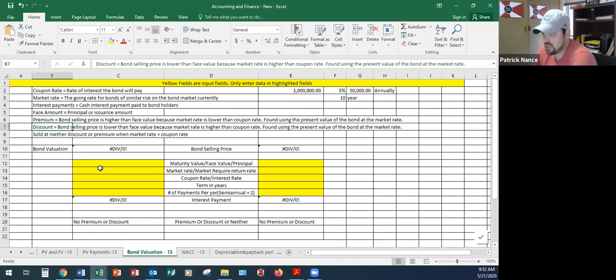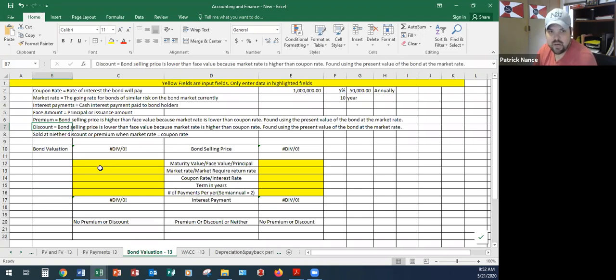are paying 6%. Well, nobody wants my bond. Nobody wants to buy a bond that's only paying 5% when they could go buy a bond of similar risk at a rate of 6%. So what I have to do in order to sell that bond is I have to discount it. So I will receive less than, in this case, $1 million when I actually sell this bond.